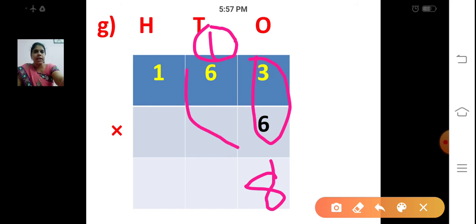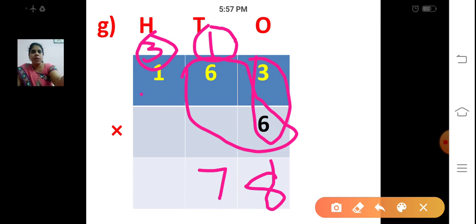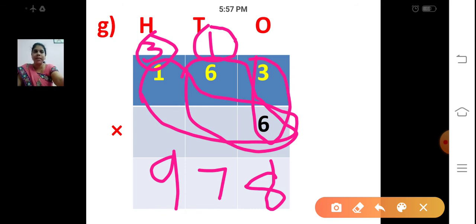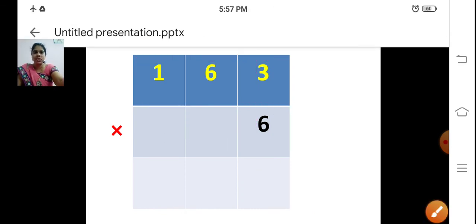Next step is 6 into 6. 6 sixes are 36 plus 1. 36 plus 1, 37. Write 7, 3 will be carried over. Next one, 1 into 6. 1 six is 6. 6 plus 3, 9. Answer is 978.